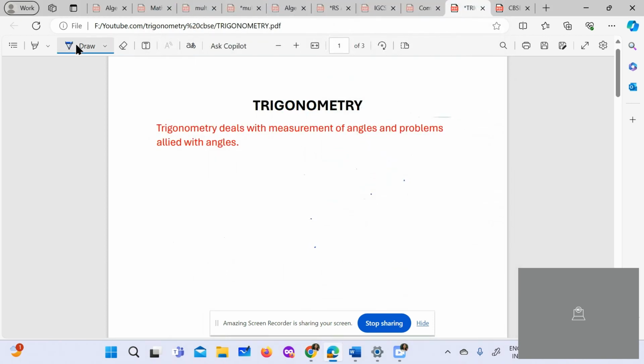So in this class we are going to study trigonometry of class 10. So this is about CBSE class 10. Let's see what is trigonometry.